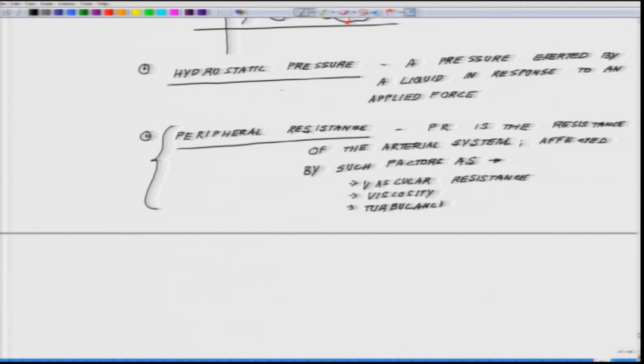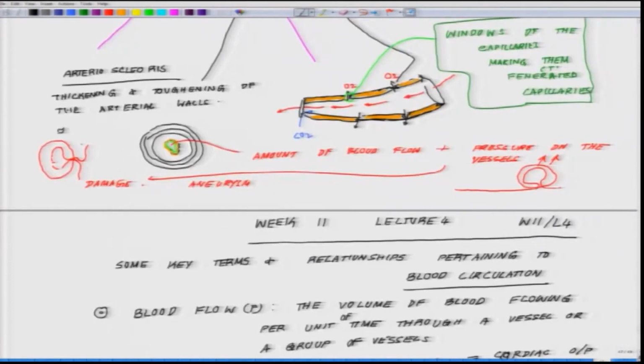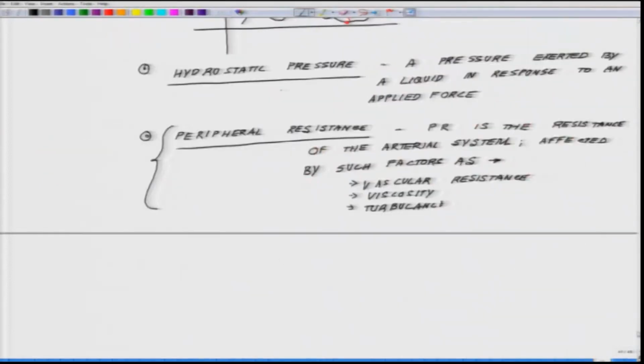Now, you will be able to appreciate this better if you look at the previous class, where I talked to you about aneurysm or arteriosclerosis, and how these things are affecting all this. In the light of it, think of it: peripheral resistance, PR, is the resistance of the arterial system, and this is all happening in the arterial system, affected by such factors as vascular resistance, viscosity, and turbulence.